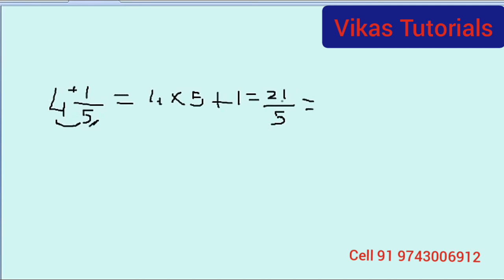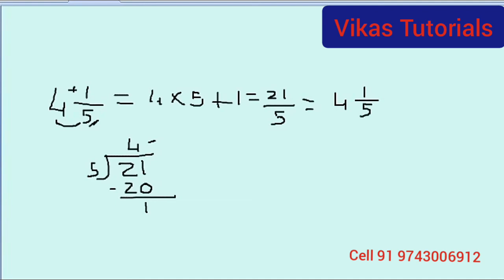This number again we can convert back into a mixed fraction. How? This 21 by 5 can be converted into a mixed fraction. Perform the long division method. 21 divided by 5. 5 fours are 20. 21 minus 20 is how much? 1. So the remainder 1 is smaller than the divisor 5. So first you write the quotient here. Quotient is how much? 4. Then you write the remainder 1, then the divisor, 4 1 by 5.